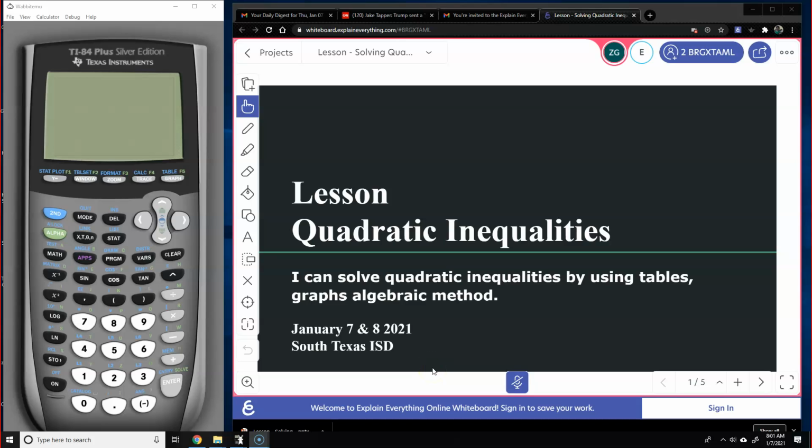Today is January the 7th or January the 8th. The lesson for today is on quadratic inequalities. I can solve quadratic inequalities by using tables, graphs, and algebraic methods.